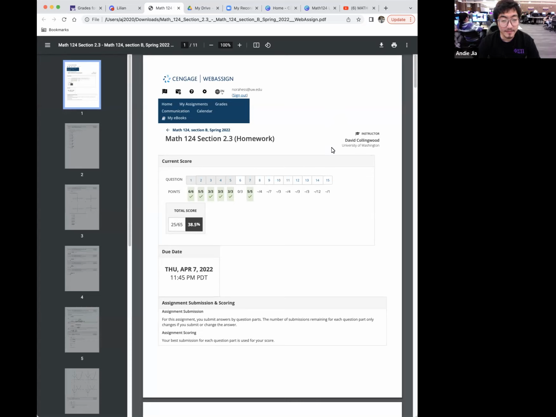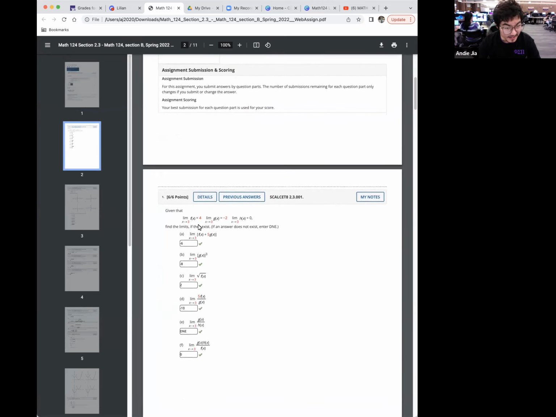This video will be talking about some hard problems for section 2.3, which is the numerical product of the limit. So here you have a limit of f of x as x approaches 3 is 4, for g of x is -2, h of x is 0. This question uses the limit properties to do the operations. There's no technique needed, just use the basic operation properties of limits.